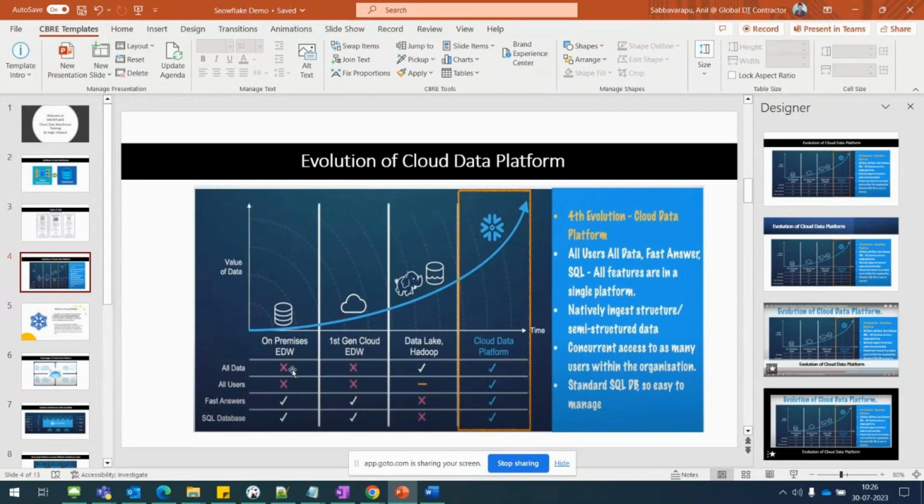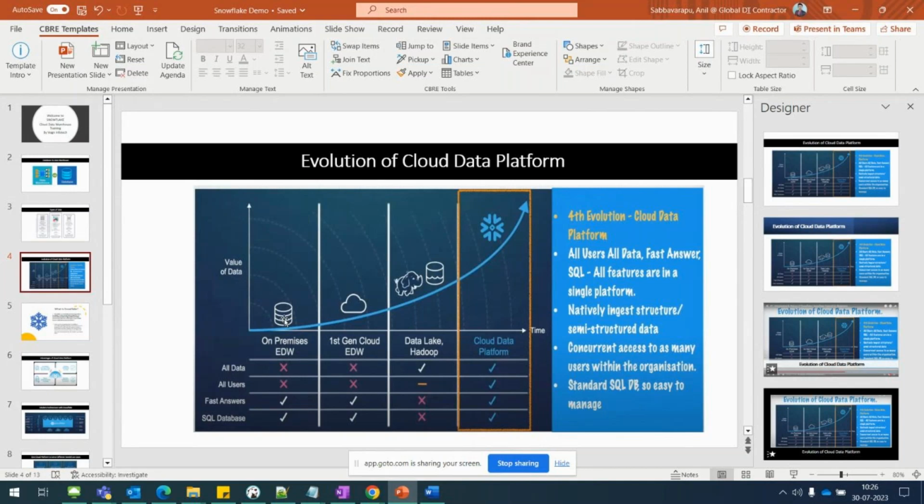Also, on premises data warehouses don't support all types of data. Let me spend some time on what I mean by all types of data. Right now, Rajshekar, the data is coming in different formats in the market. It's not always the tables that we talk about. Data is not always stored in tables. Sometimes data is stored in PDF formats. Sometimes it is stored in XML formats, JSON formats.